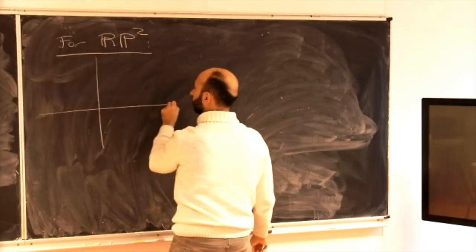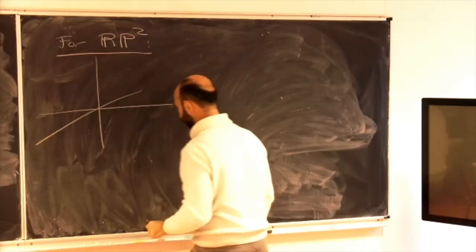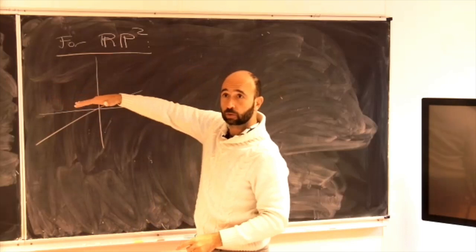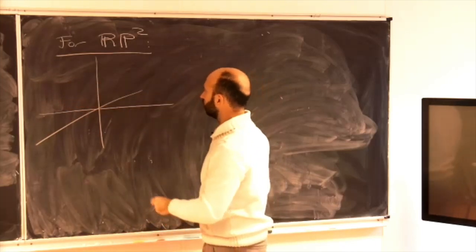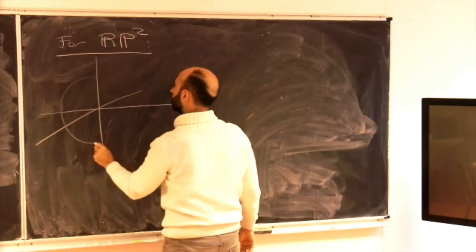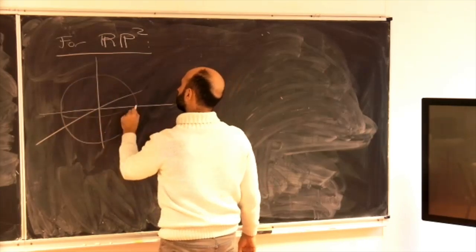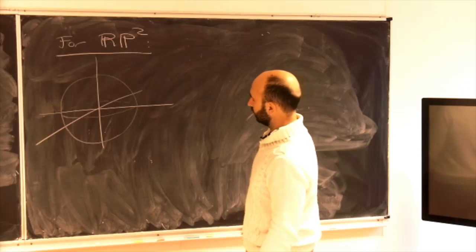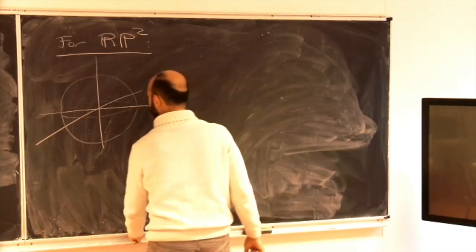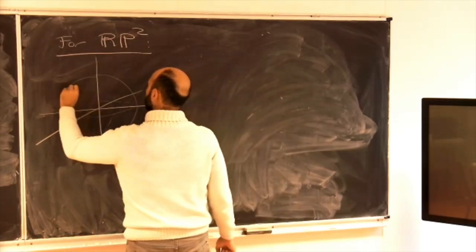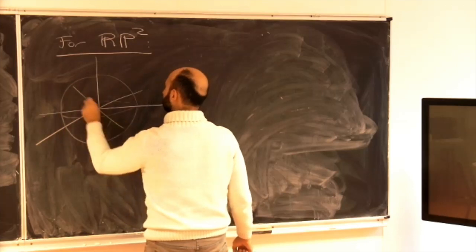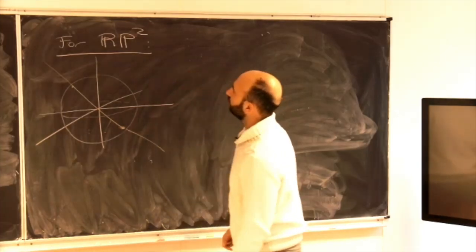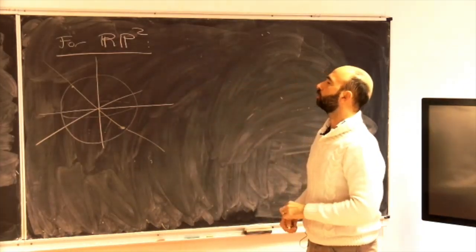Now, RP2 has some relation to the sphere. Well, we placed some affine plane here to capture most of the lines, but we could have placed a sphere in our cube to capture all of the one-dimensional subspaces. So then any one-dimensional subspace would intersect the sphere in two antipodal points.